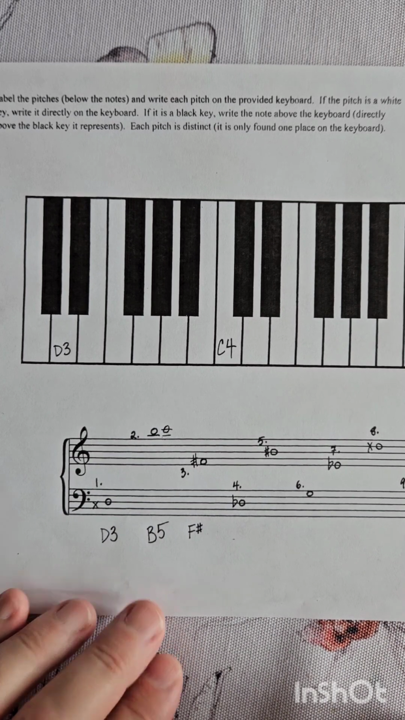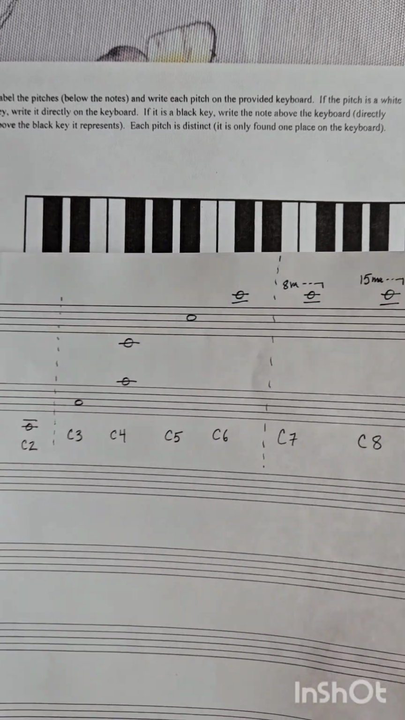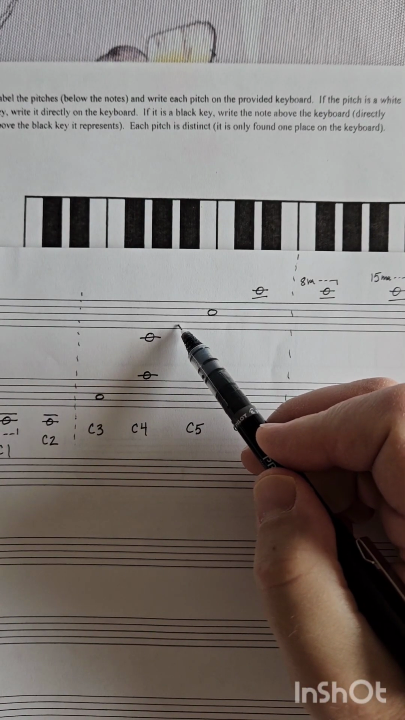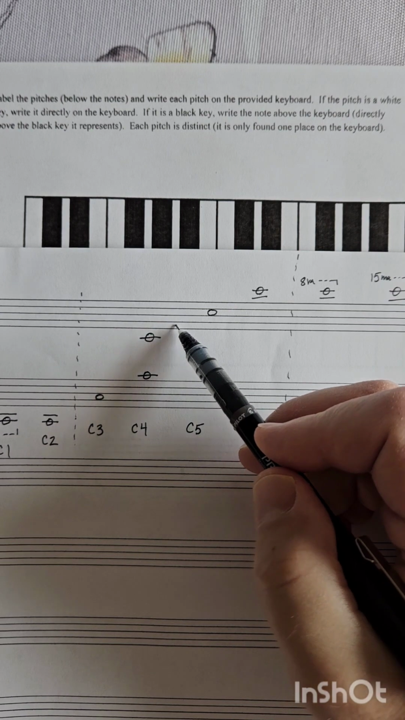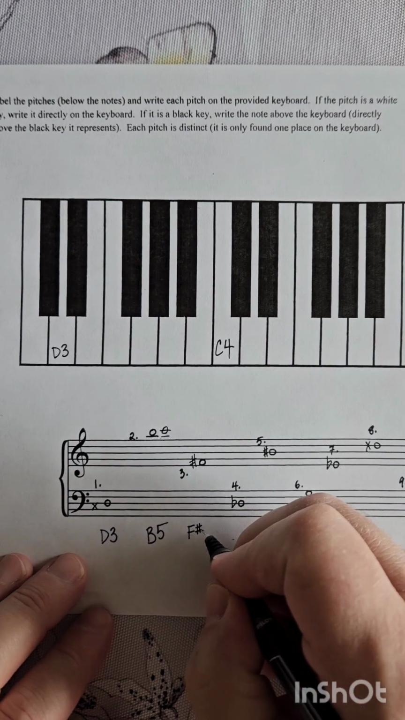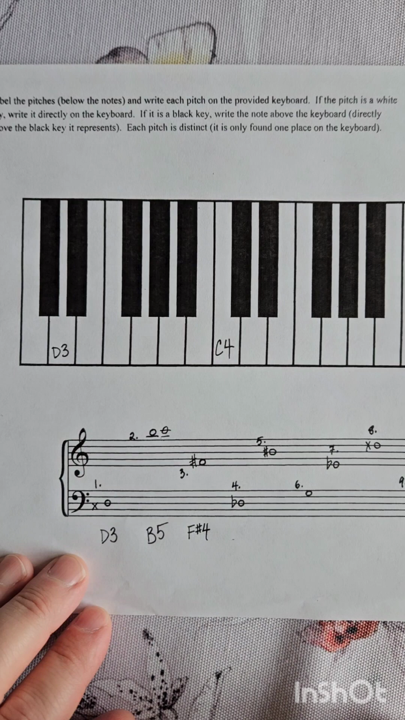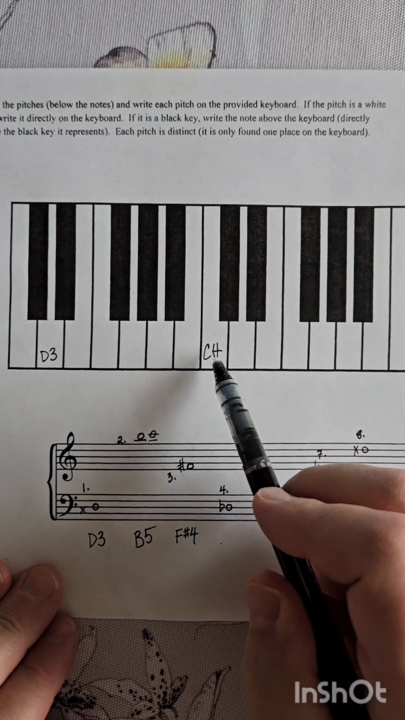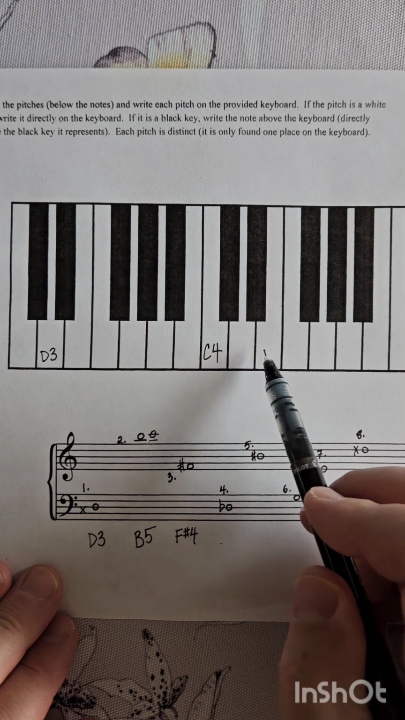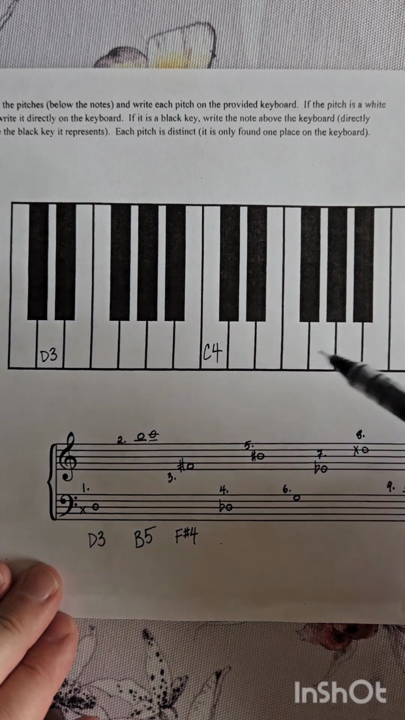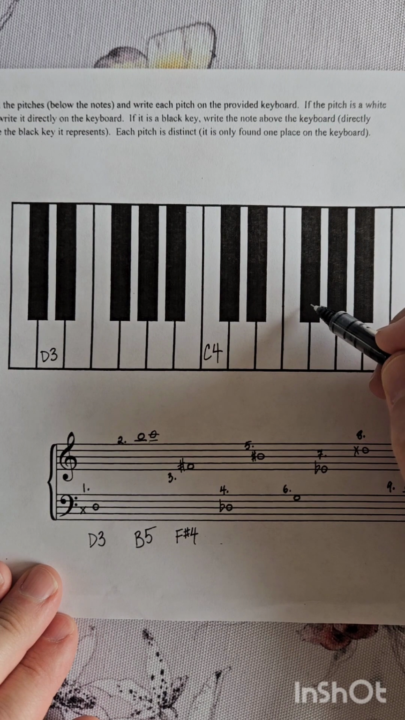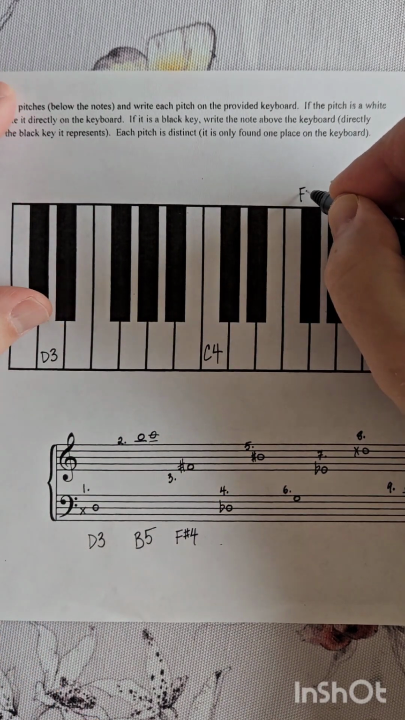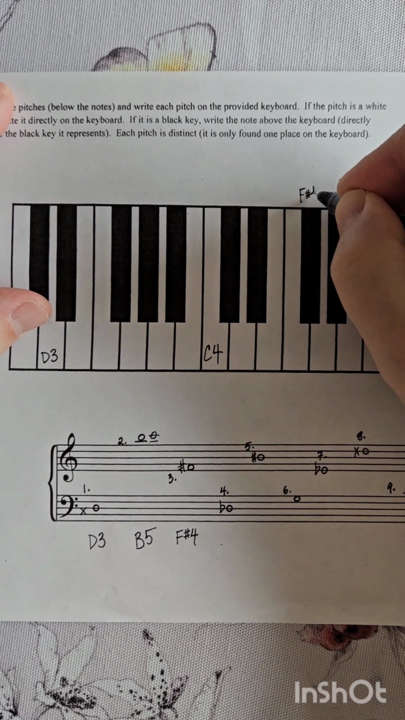Which F sharp is that? Well, take a look at your C's. That F sharp is like right here. C4, so that is F sharp 4. All right, find it on the keyboard. C4 is here, D, E. Here's F4, F sharp 4 is a black key in the keyboard right here. So remember, if it's a black note on the keyboard, write it above. So this is F sharp 4.